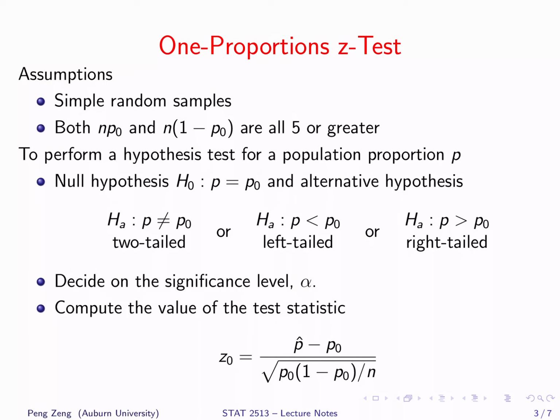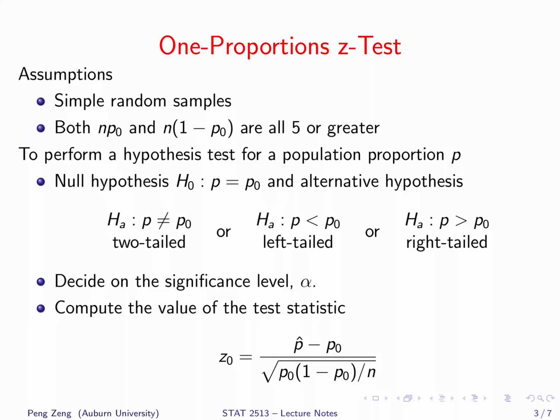Now we present how to conduct a one proportion z-test. It is used to compare the population proportion with a given constant p0. It assumes simple random samples, and both n times p0 and n times 1 minus p0 are all 5 or greater. The second assumption is used to make sure that the sample size is large enough for the central limit theorem.